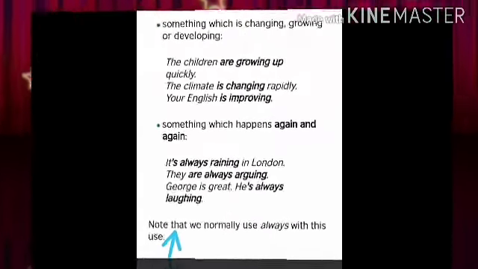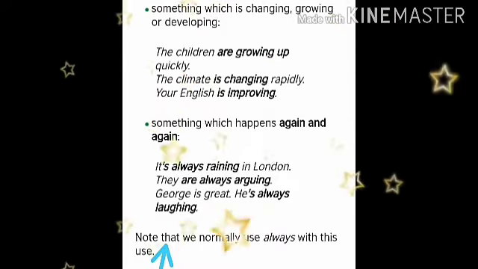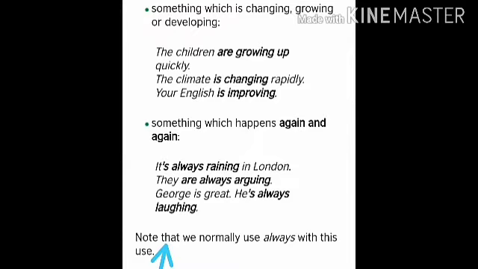This tense can also express change, growth, and even development. For example, the children are growing up quickly. The climate is changing rapidly. Your English is improving. Next we have, it's always raining in London. They are always arguing. She is always talking in the class. So it is used to talk about actions which happen again and again. And for something which happens repeatedly, we use the adverb always in this tense to show that.